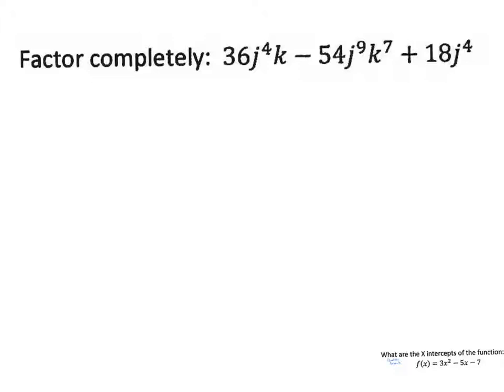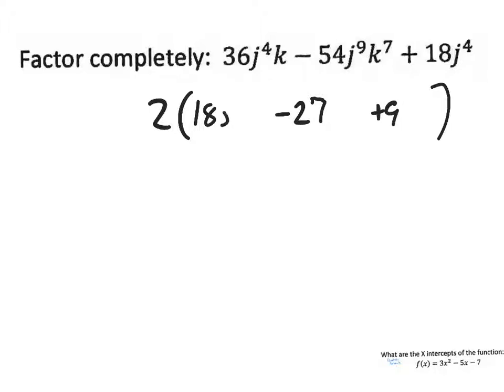So what would the GCF be right here? We have 36, 54, and 18. Now you might be thinking I could pull out a 2, and yeah, that's correct, but there's still going to be greater values. Let me pretend that I don't know what I'm doing, and let me pull out a 2. All right. If I did pull out a 2, you would have an 18. You would have a minus 20. What? 7, and you'd have a plus 9, and of course you still have the j to the 4th, the k, the j to the 9th, and the k to the 7th, and the j to the 4th.